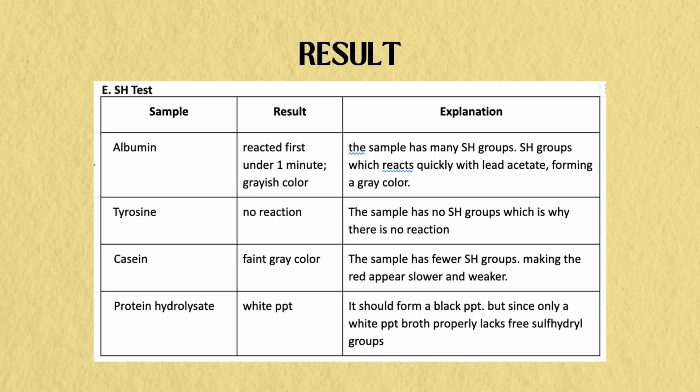Protein hydrolysate, white precipitate. It should form a black precipitate, but since only a white precipitate was formed, it lacks free sulfhydryl groups.